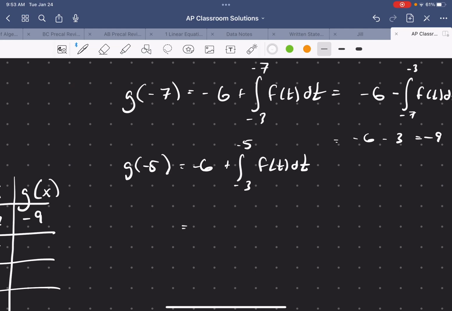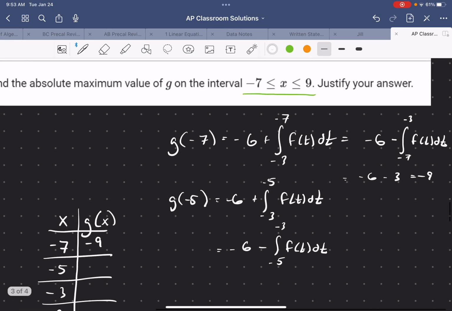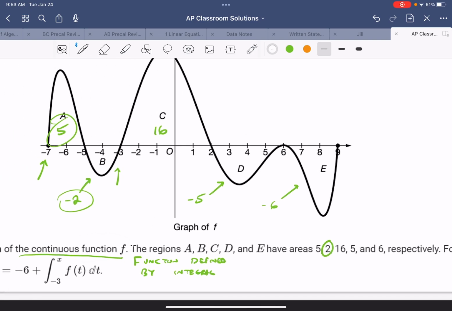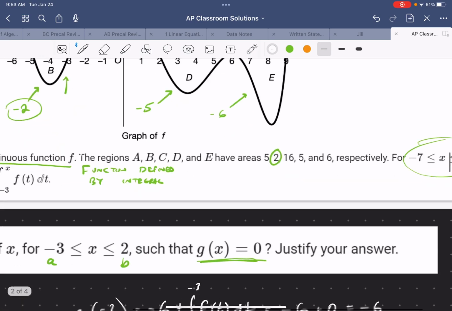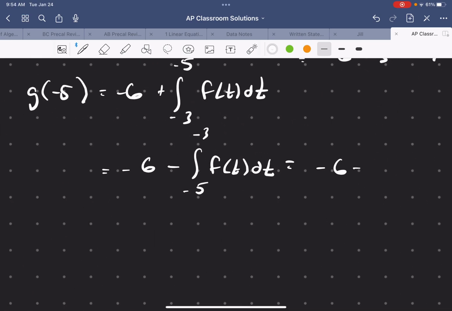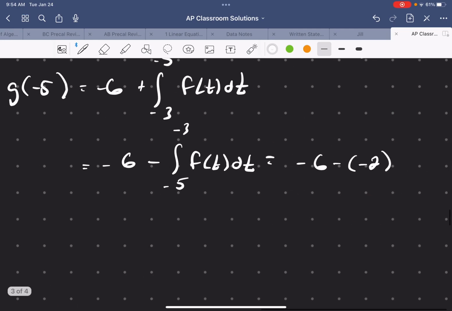I need to swap the order of integration, so I'm going to do minus integral -5, -3, f of t dt. Remember, you always want to try to read these graphs from left to right, so that's why you have to swap the order of integration. So the area under the curve between -5 and -3 would just be that -2. That's that b value. So this would be -6 minus a -2, which means I have to add 2. So that's negative 4.